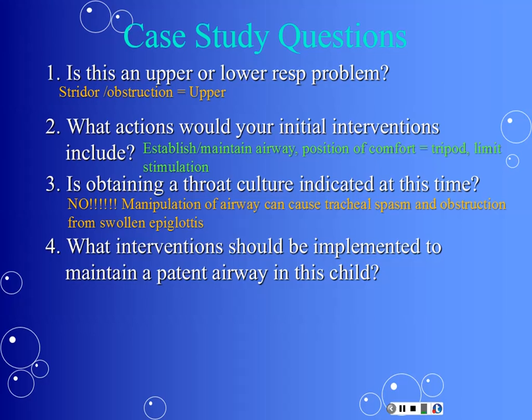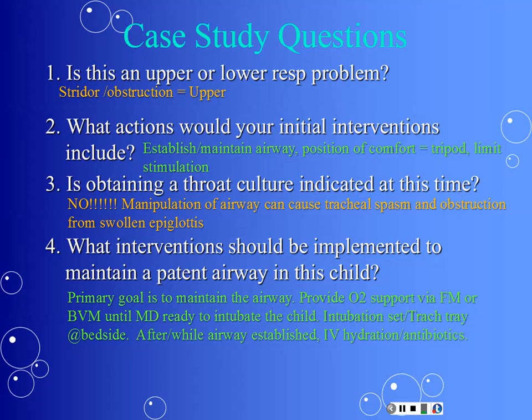What are some other interventions we can implement to maintain a patent airway in this kid? Y'all talked about oxygen. If they're calm enough, or if mom's sitting right there and they'll let mom hold oxygen to their face, that's fine, okay, as long as it's not causing them further distress. But our primary goal is maintaining that airway. So we can put a face mask on them or hold it to their face as long as they're okay with that. You need to be prepared to bag them if needed and have that at the bedside until the doctor's ready to intubate.